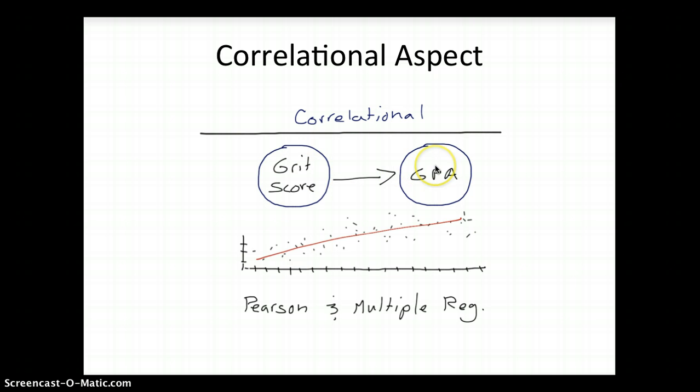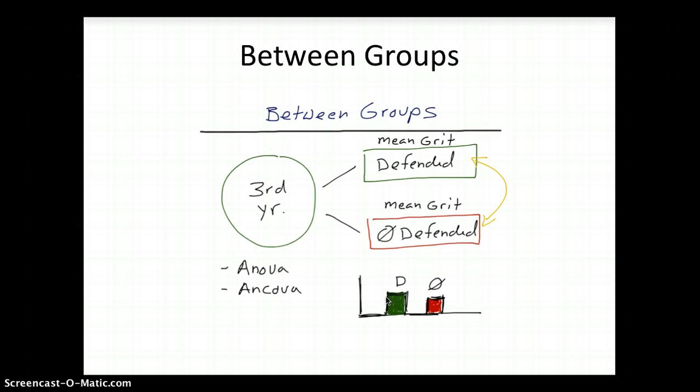The correlational aspect is examining whether or not there's a relationship between student grit scores and their GPA, and my hypothesis being that those that had higher grit scores would also have higher GPAs. And for that analysis, we used a Pearson correlation and a multiple regression in order to control for variables.